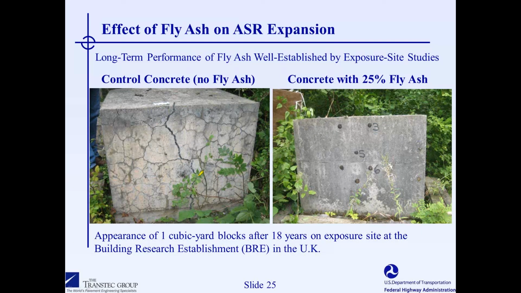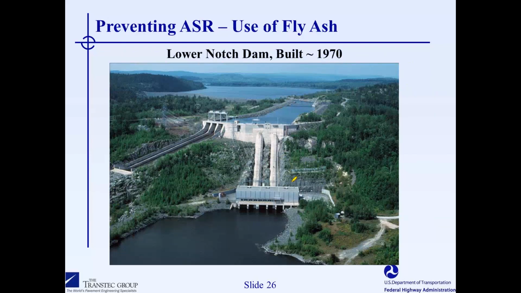This one shows cubic yard size specimens, so these are 1 by 1 by 1 yard. They're 18 years old. The photograph on the right shows a concrete without fly ash, and the photograph on the left shows a concrete with 25% fly ash that was added on top of the cement. So it wasn't replacing the cement. So the actual cement alkalis in this block are the same as in the block to the right, and yet the fly ash is still able to control expansion and cracking.